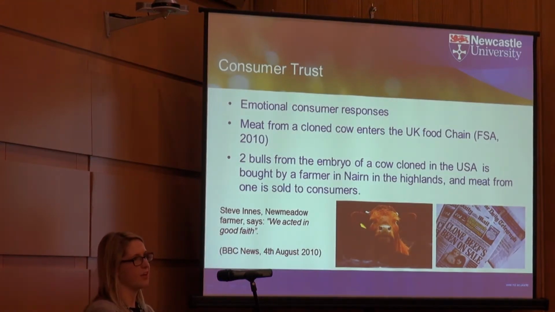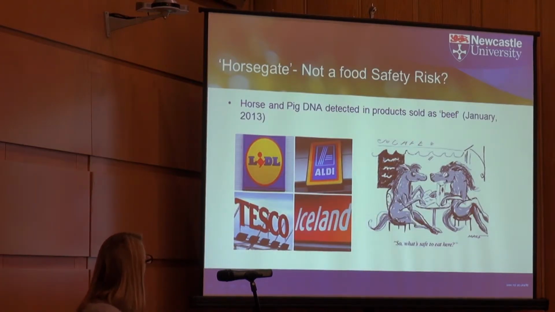It can also impact significantly on consumer trust. It can spark emotional consumer responses, which are often heightened by the media representation of crises. So this is an example that happened in the UK in 2010, where meat from a cloned cow purchased from America entered the UK food supply chain. And consumers, as you can imagine, were not particularly happy about this. Another more recent and topical, EU-wide example is Horsegate. This was where horse and pig DNA was found in products that were sold as beef. This impacted significantly on consumer trust, but also had significant economic impacts. It significantly damaged some of the UK's largest food retailers and left consumers wondering whether they could trust the food supply chain in general.